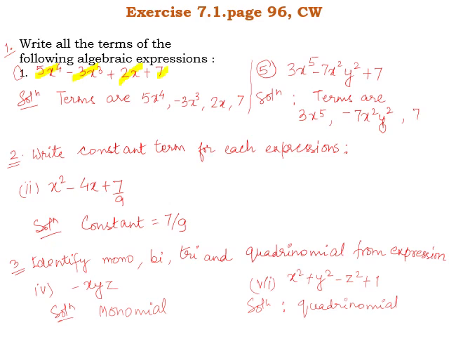So this is the first of question number 1. So you will write the terms as 5x to the power 4. Please take care, if any term has a negative sign, you have to write the negative sign. If the terms have positive sign, we don't write the positive sign. Okay. Fifth subpart, 3x to the power 5 minus 7x square y square plus 7. Again very easy. The first term will be 3x to the power 5. Second term will be minus 7x square y square, and third term is 7.